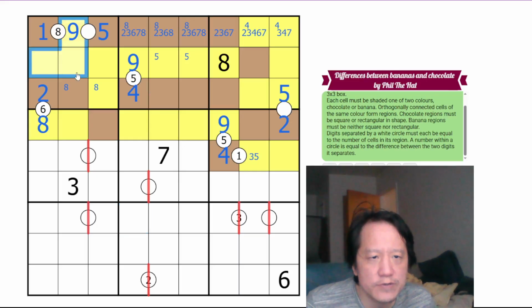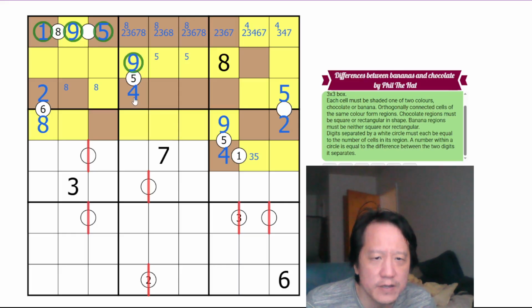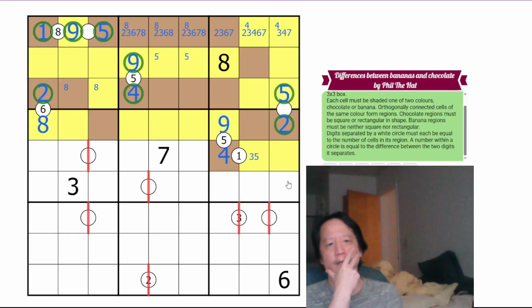1, 2, 3, 4, 5, 6, 7, 8, 9, 5. So what's satisfied already? That's 1. This is 9. This is 5 as a square. We have 9 there. This is 4. That's 2. We have 8 is not done. 9 is not done. 4 is not done. 2 is done. And 5 is done. Okay.